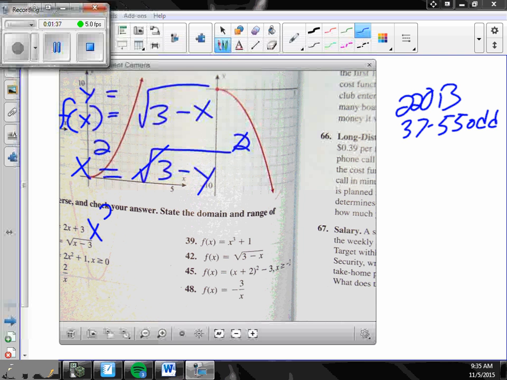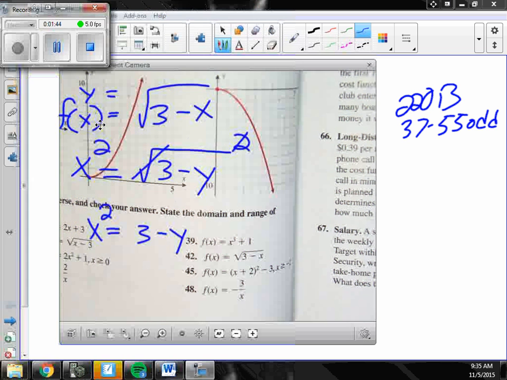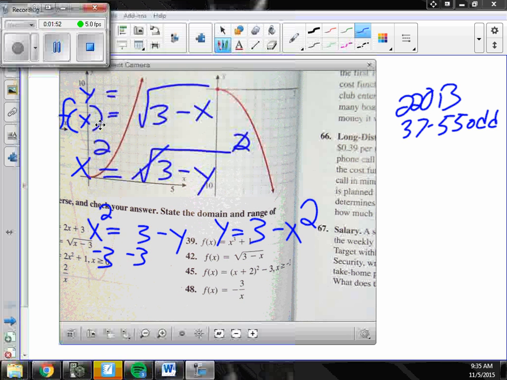We get x squared equals 3 minus y. So I'm going to subtract 3 and then multiply by -1. So y equals 3 minus x squared. How do I verify that that is in fact the inverse?